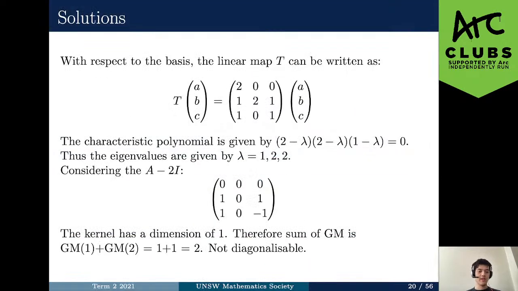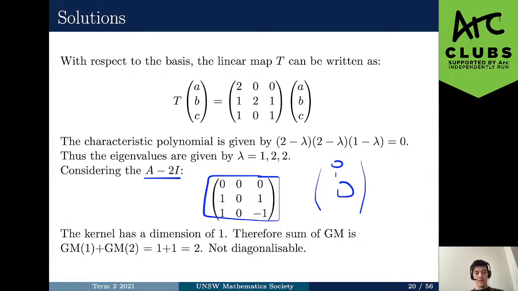So that's what we do. We consider A minus 2I. We're trying to find the dimension of the kernel, and we get this matrix here. This matrix shows that the kernel has a dimension of 1. In fact, the kernel is spanned by the vector 0, 1, 0. And so the geometric multiplicity, when I add them together, is only equal to 2. It's not 3, so it's saying that it does not span the entire space, and so it's not diagonalizable.